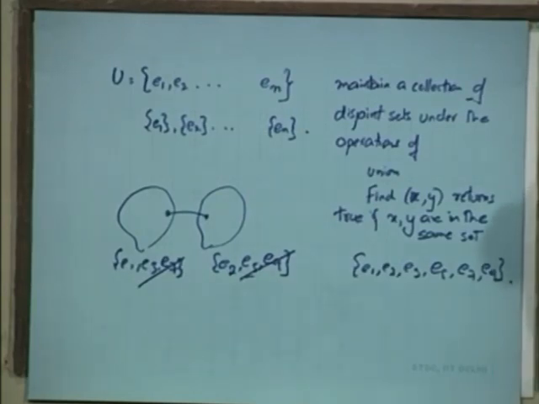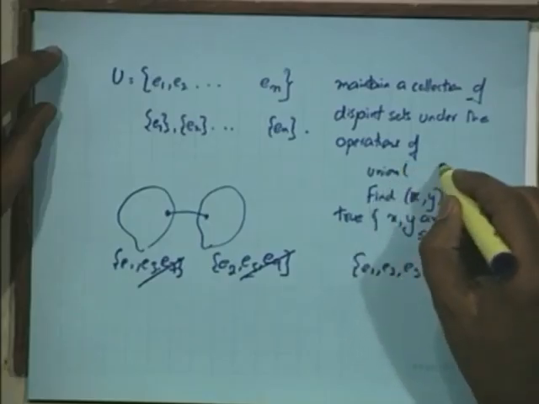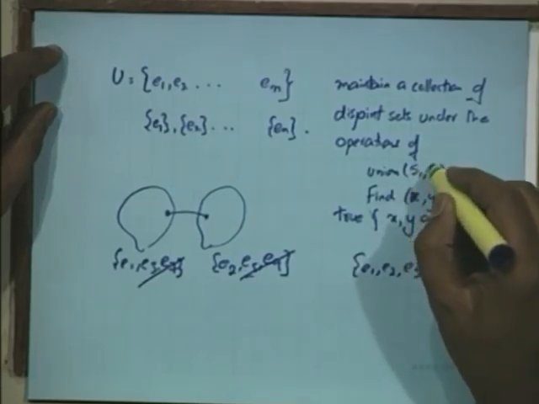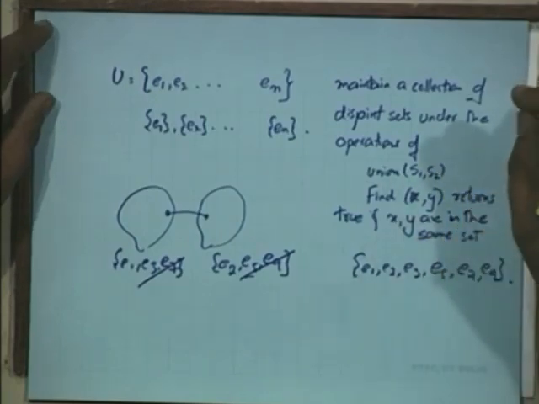It should return the two sets in which those two elements lie. Why should it return the two sets? Because then we need to do the union on those two sets, exactly. So, union should take as parameters two sets, let us say S1 and S2, and should take their union somehow.